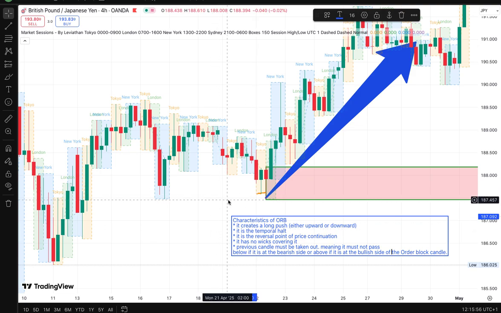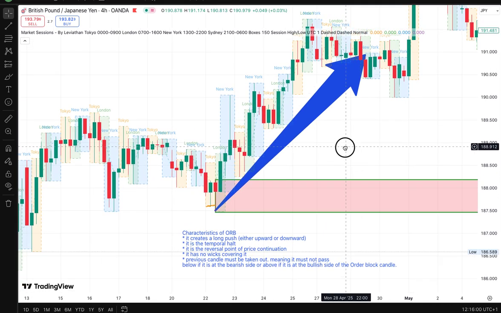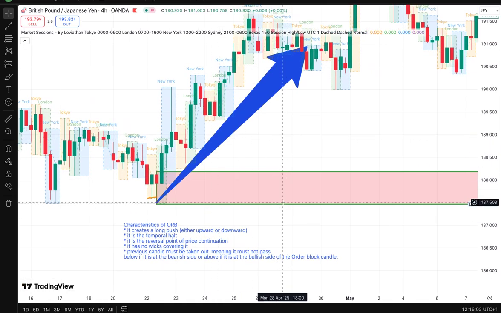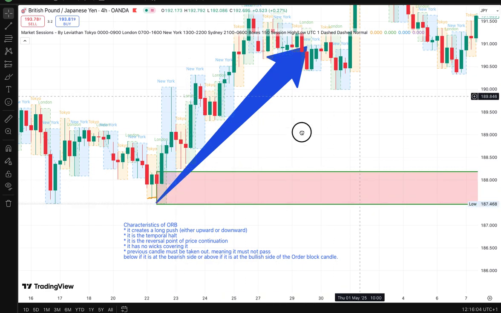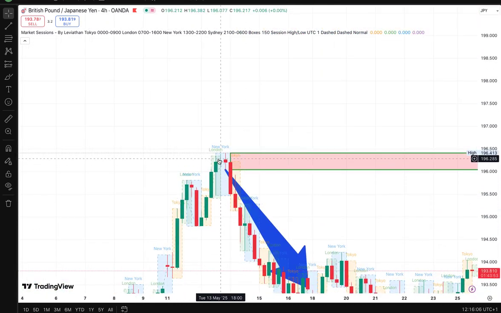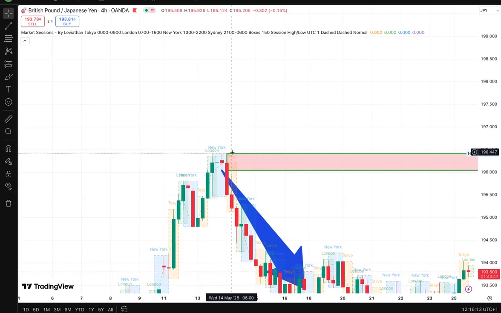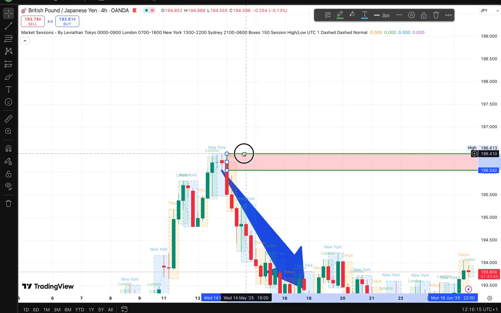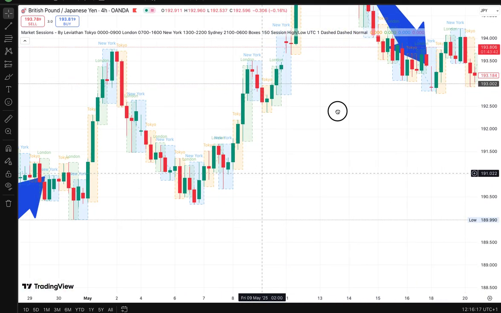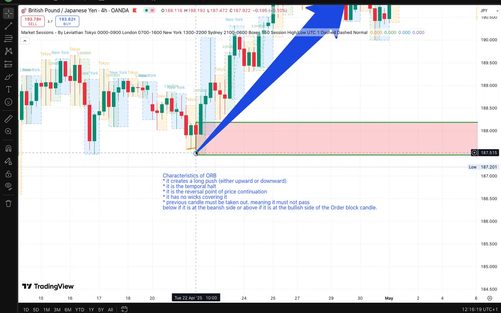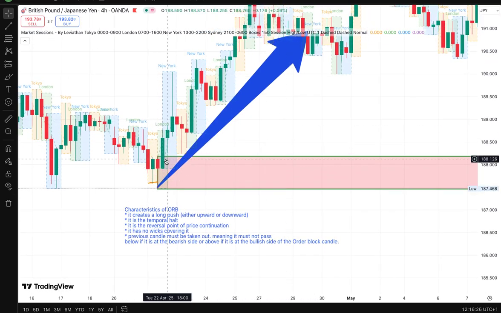Now, do you get it now? It must not pass below it if it's at the bullish side. This is the bearish side now, because it's at the down. It does not pass above it. You can see this candle before it is not passing above it. If it were passing above it, I won't draw this as an order block. And because it's not passing below it, I will draw it. If it were passing below it, I won't draw it. But because it didn't pass it, it's a takeout. That's why this place is valid.